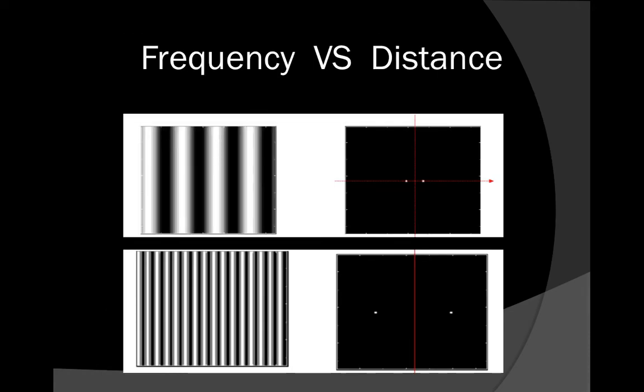Frequency versus distance. High frequencies in the vertical direction cause bright spots away from the center in the vertical direction, and high frequencies in the horizontal direction cause bright spots away from the center in the horizontal direction. Therefore, the more distant these points are from the center of the image, the higher the frequency.